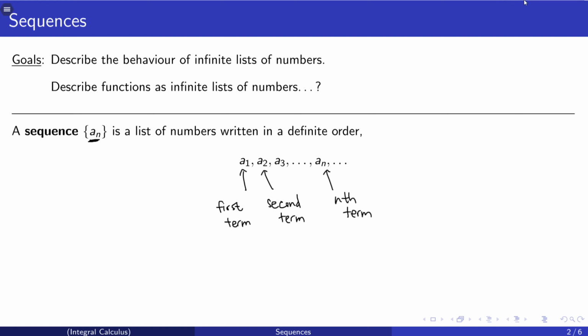Now, probably the simplest example here, or the one that's most intuitive for you, is just the list of natural numbers or counting numbers, right? You start listing them: 1, 2, 3, 4, 5, and so on. And so in this case, 1 is a1 in the sequence, 2, the second term, is a2, 3 is a3, and so on.